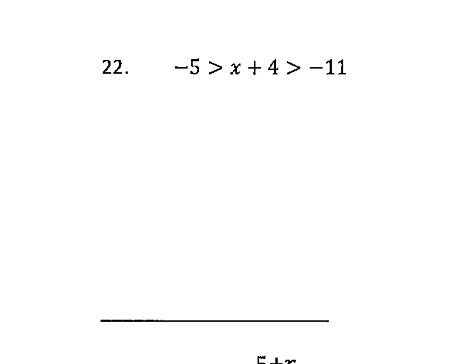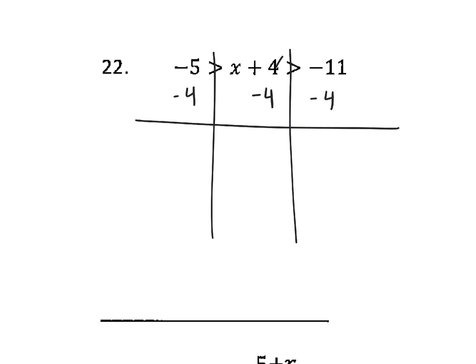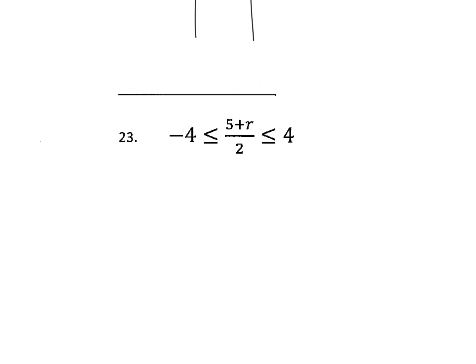Now number 22 is going to be a compound and inequality, since there are two inequality symbols in one. And when we have something like this, we just have to do the same thing to all three sides. So to isolate x here, all I need to do is subtract 4 from the right side, and also the left side. And when I do that, on the left, I will get negative 9. It's greater than x, which is greater than negative 15. And that's all you're doing. That's your answer.